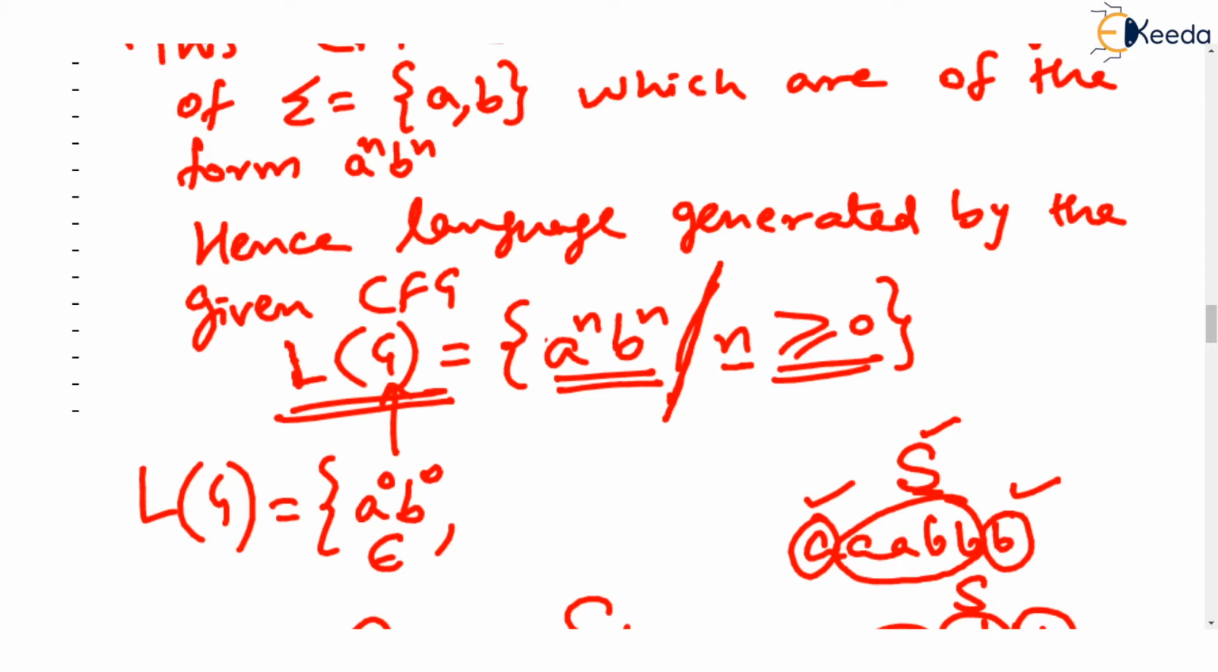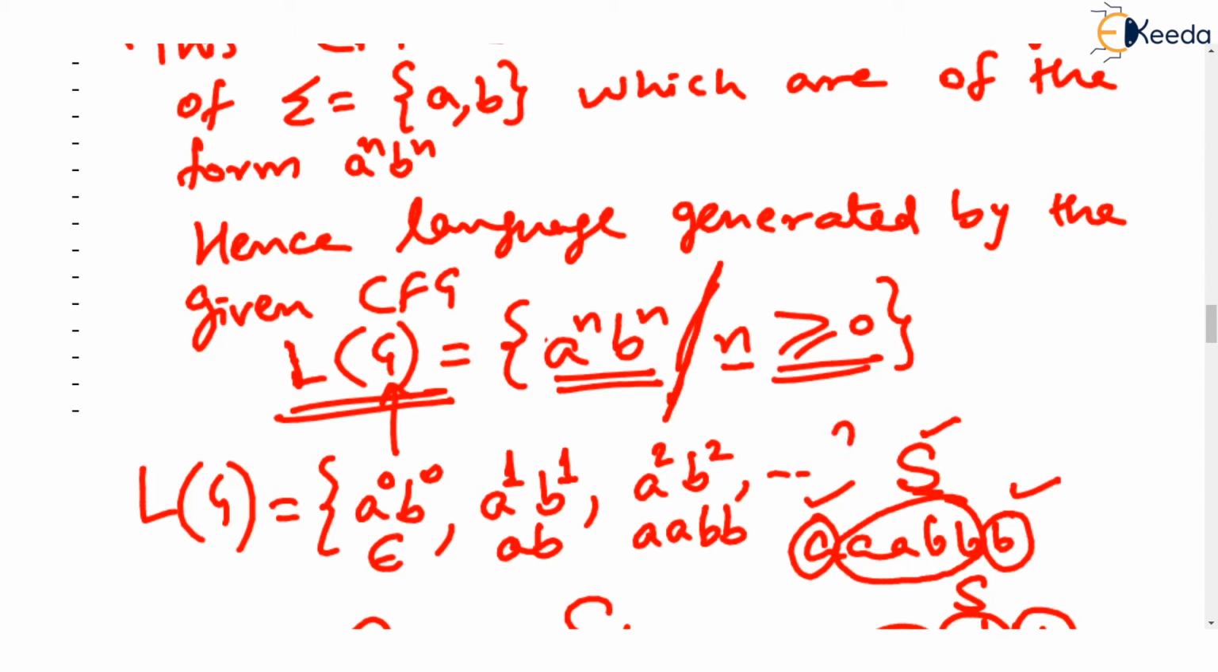Or we can have A raised to 1, B raised to 1. By A raised to 1, we mean we are taking A once, and B raised to 1 means we are taking B once. So we'll get AB. Or A squared B squared means we are exactly taking two A's and two B's, and any such strings are accepted by this particular grammar, or generated by this grammar.